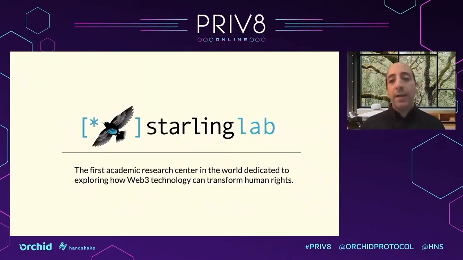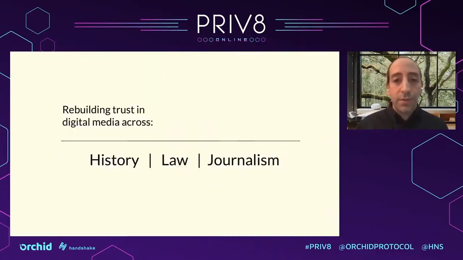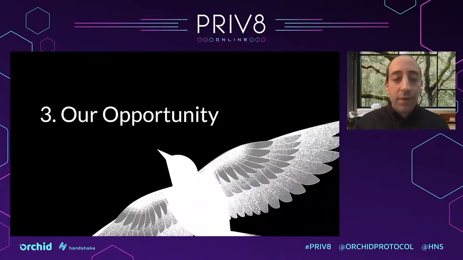So the Starling Lab, in a sense, is really an integrated approach to doing all the things that we've done over the last 3 years as a research project, now into an academic research center that's exploring how Web3 technologies can be a part of rebuilding digital trust. And we're doing that across 3 different domains: history, law, and journalism. So what is our opportunity?